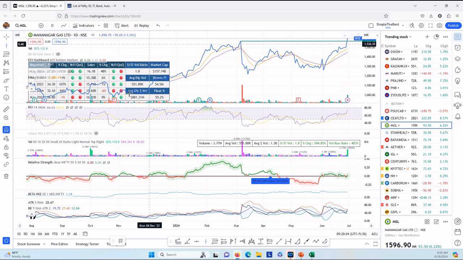So I'm selecting this stock, but still I am mentioning that whatever I am doing is for educational purposes, and I do not suppose anyone can go for that. I am not a SEBI registered person, so I cannot recommend any stock, and please do not go with that.